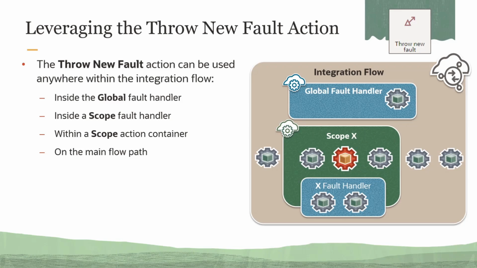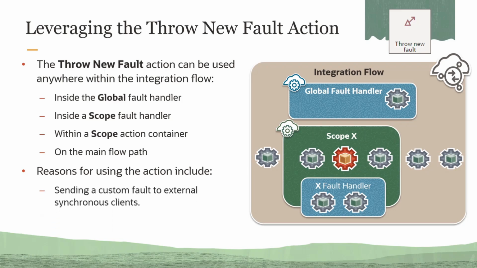Now, since we've already learned about how to leverage global and scope fault handlers, let's now look at why you might choose to use this action. Typically, the reason falls into one of two general use cases. The first one is when you wish to send a custom fault reply to an external synchronous client, as opposed to them receiving whatever runtime fault may have happened within your integration flow.